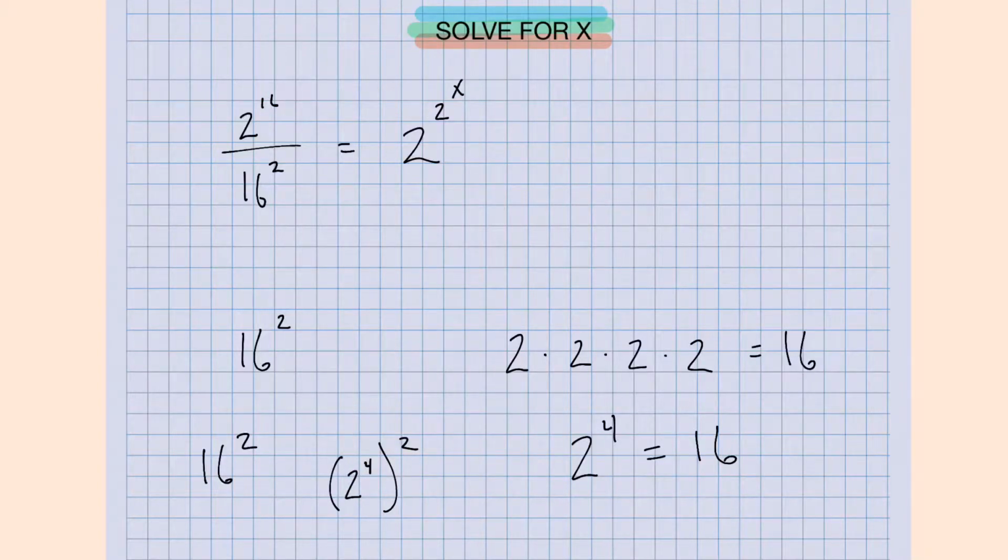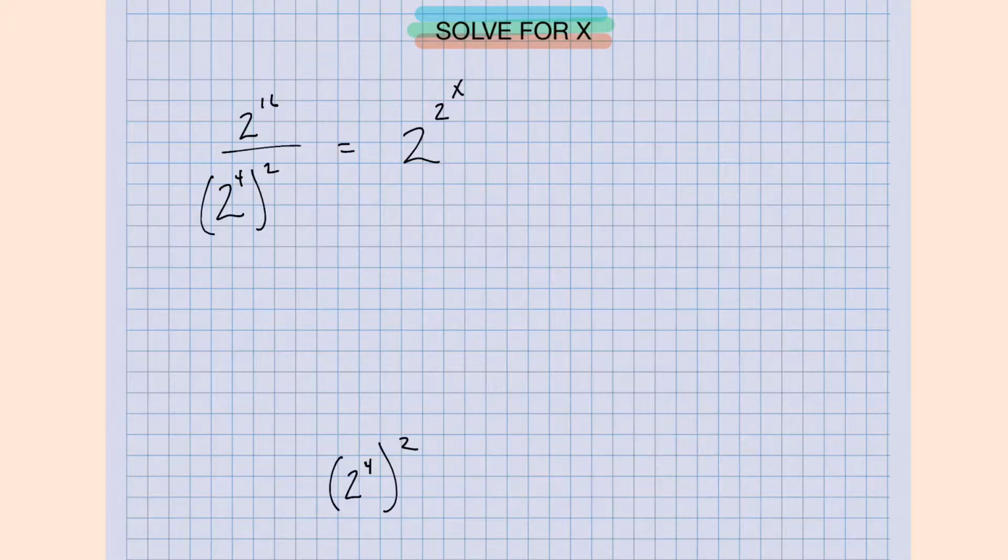Okay, so we could replace this 16 squared with 2 raised to the 4th, squared. Now we also know that 2 raised to the 4th squared is the same as saying 2 raised to the 8th power. Okay, when we're doing exponents, when you have one exponent here and another exponent here, you multiply them together. So 2 raised to the 4th squared is also equal to 2 to the 8th. So we're going to go ahead and just write that in here. 2 to the 8th power.